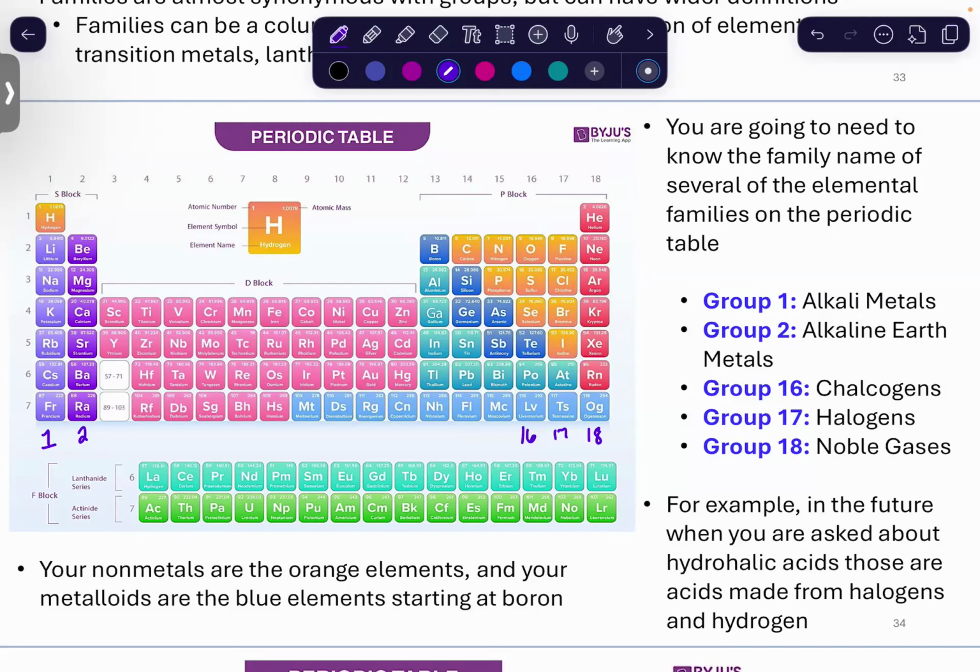So, for example, here, hydrohalic acids. Later on, I'm going to ask you about hydrohalic acids. And so you say, okay, well, how do I pick that apart? Okay, well, I see halic. Halic has the root in it for halogen. So hydrohalic acids are going to be acids that are combinations of halogens and hydrogens. So, for example, hydrochloric acid is a hydrohalic acid.